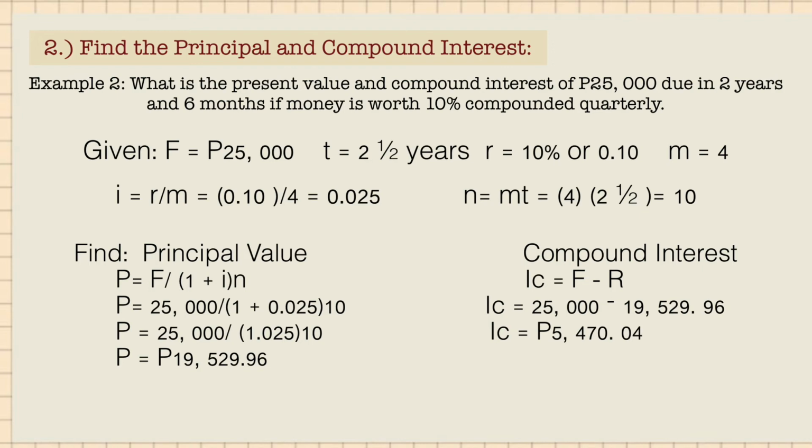19,529.96 pesos. For compound interest, we have IC is equal to F minus P, so we just get 25,000 minus 19,529.96, we get 5,470.04 pesos.